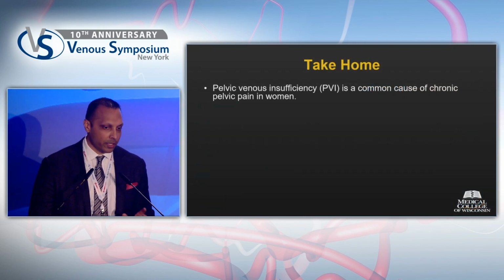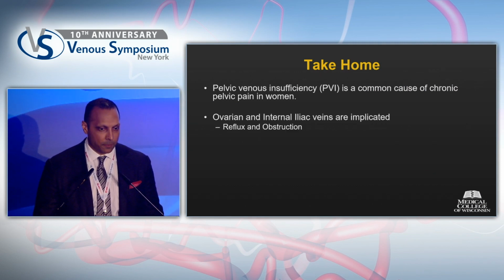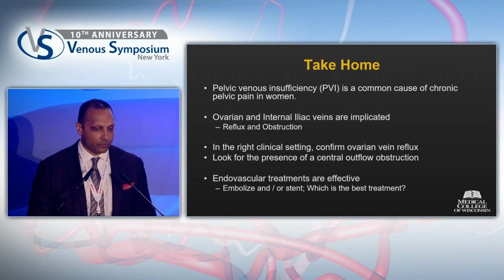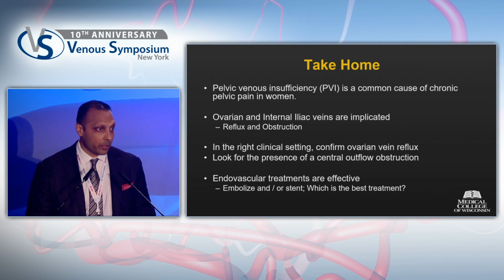So the take-home point here: pelvic venous insufficiency is a common cause. There are 4 clinical manifestations. Obviously, ovarian and internal iliac veins are implicated, but we can't focus just on the reflux. There's clearly an important obstructive component. And in the right clinical setting, you confirm the reflux, but look for that central outflow obstruction. Endovascular treatments in general I think are very effective, but deciding which one first, or in combination, or perhaps focusing on the revascularization of the compression may be the strategy in many patients.